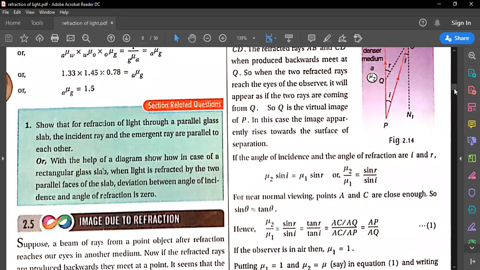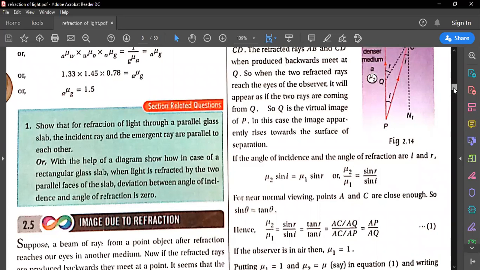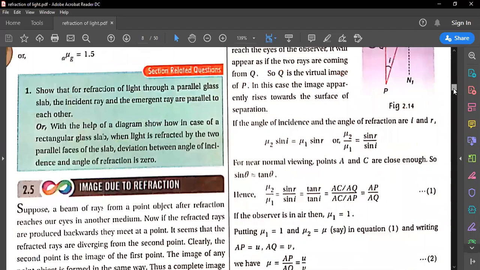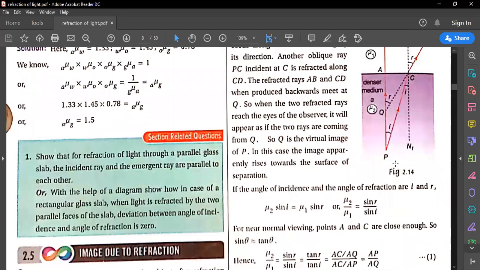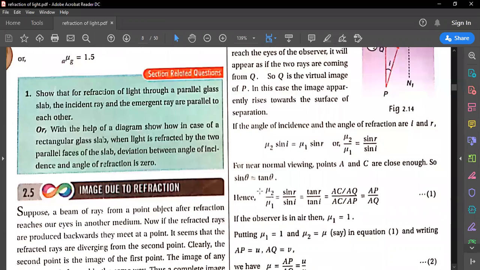What was AP? AP was your real depth. And what is AQ? AQ is your apparent depth. So you get mu2 by mu1 equals AP by AQ, right?